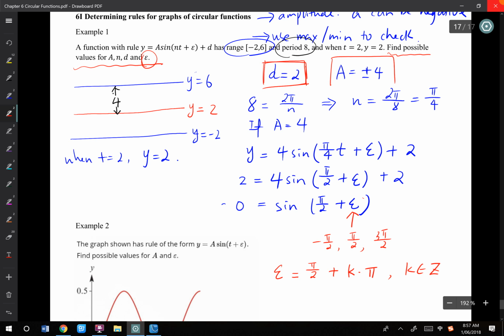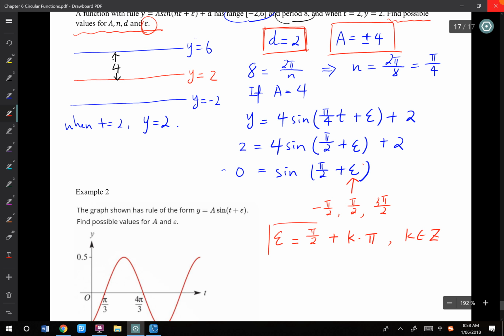My a can be plus or minus 4, because it doesn't matter, +4 or -4 is always true for the given point, because there's no maximum or minimum point given. So I can't decide a. As long as I have a maximum or minimum, I can decide. But if I don't have the maximum or minimum point, I can't work out whether a is positive or negative. So a is really influenced by where your max and minimum are. So it can be +4 or -4.